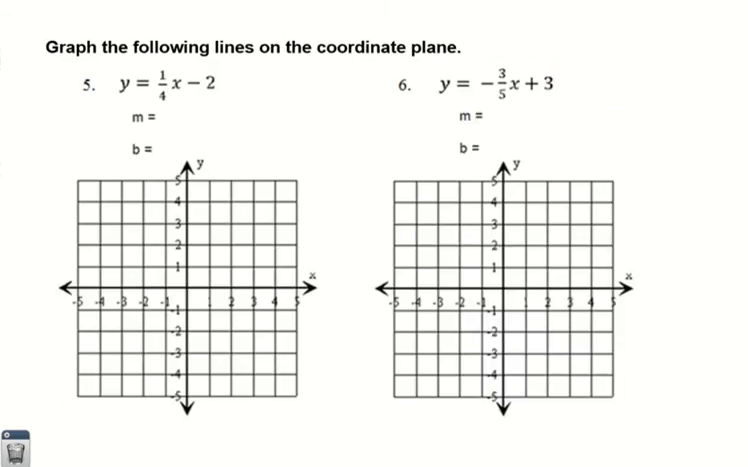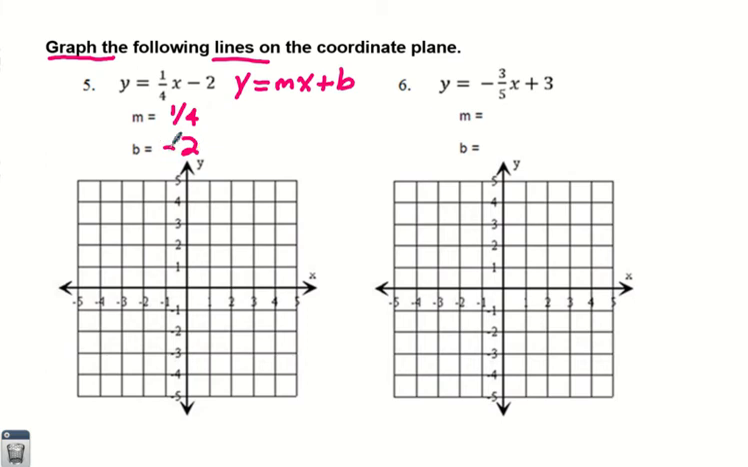Now on to this stuff. Graph the following lines on the coordinate plane. Well, hey, this is good news. This equation happens to be in y equals mx plus b form, which means the number in front of the x is my m, my slope, and this number at the end, added or subtracted on, is my b, and so my b is minus 2. And with that information, I can draw my line.